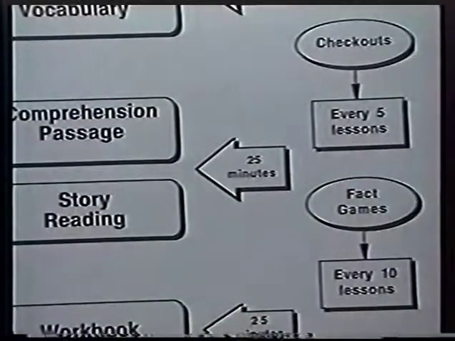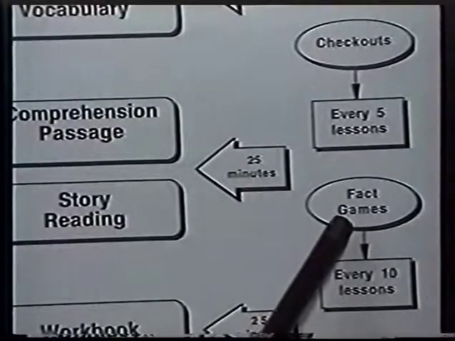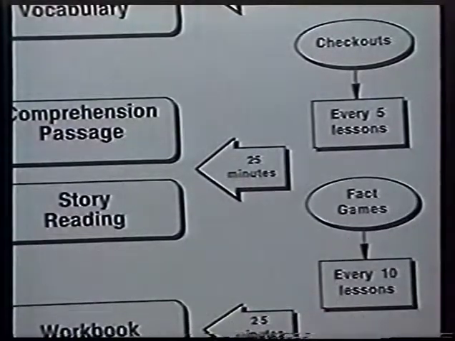Another kind of activity that is included in the program every 10 lessons is a fact game. You may schedule these games during the regular period or at some other time in the day. These are game-like activities in which critical concepts are reviewed. Each game takes about 25 minutes to play and provides review and practice for concept application.